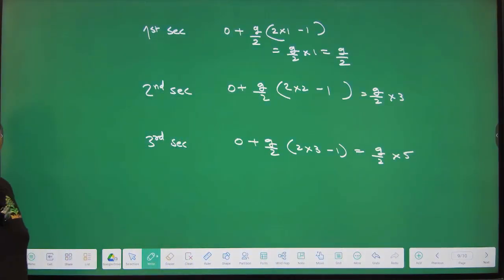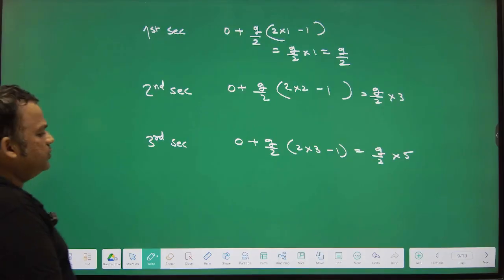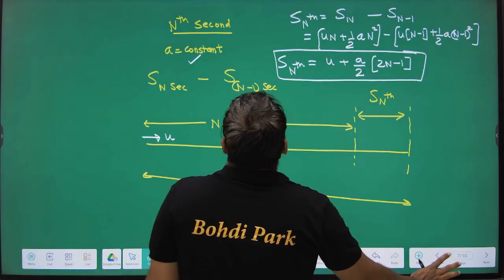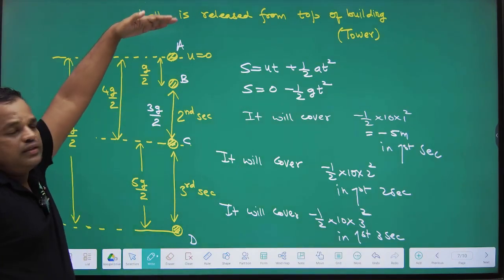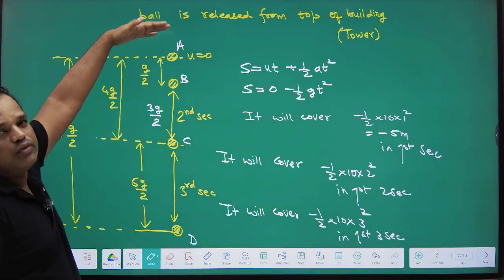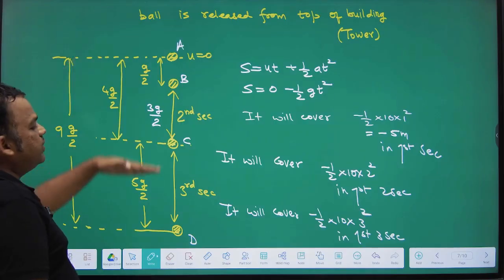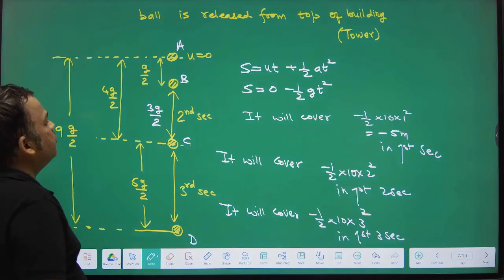This is known as nth second. Let's go back to the situation. So in the drop situation, when it is dropped from the top of a building, the initial velocity is 0. Then how much height it will cover? That also we can find.